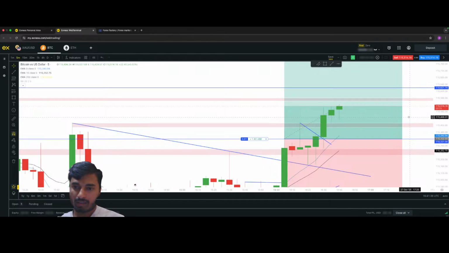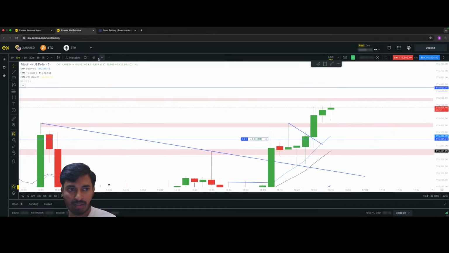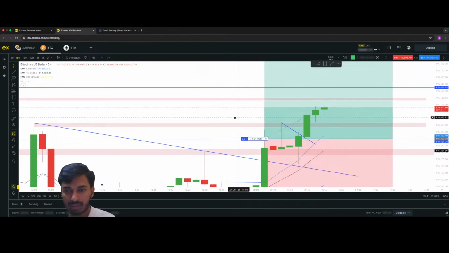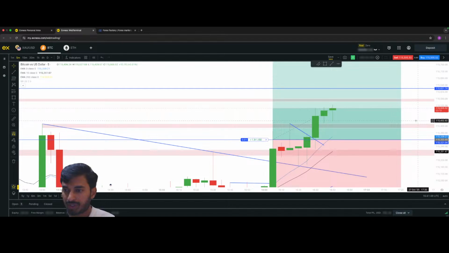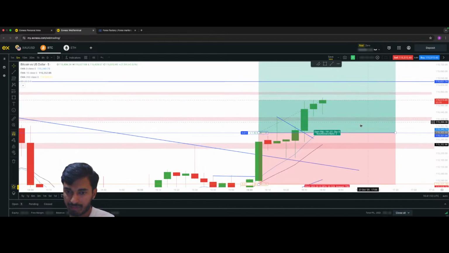Yes, again the lower wick is coming. You can see this lower wick. What does this lower wick say? It says that there are massive bullish buyers. Previously, it has taken a support here.